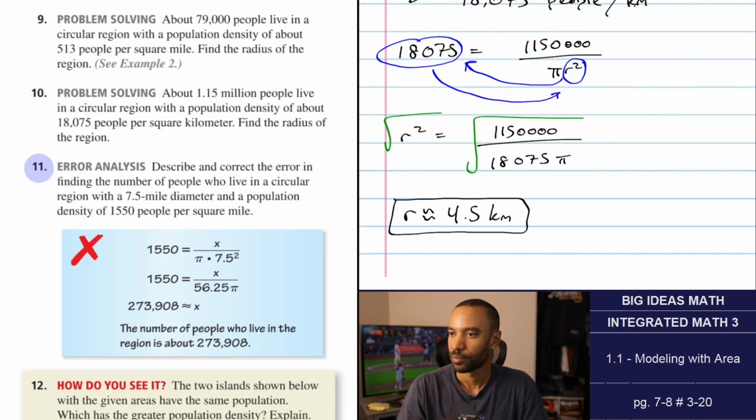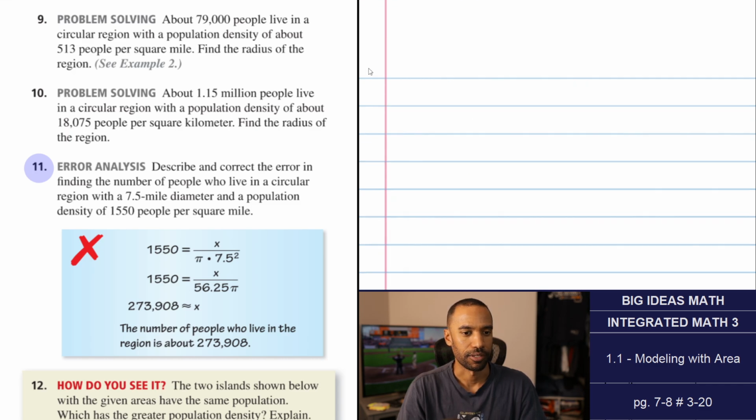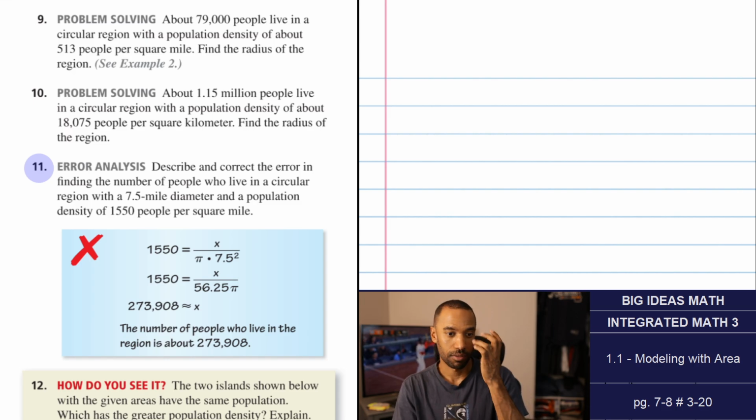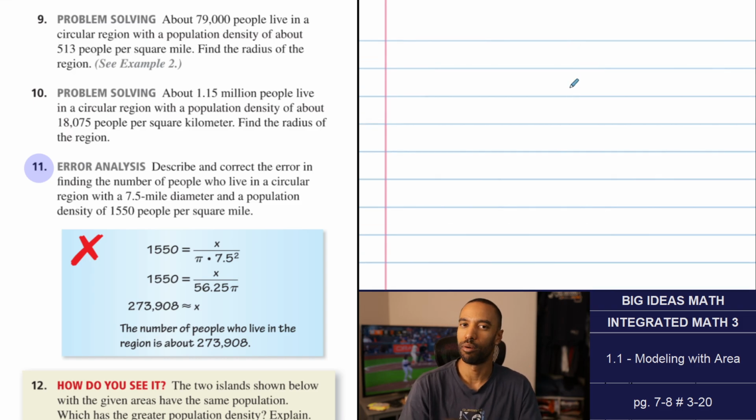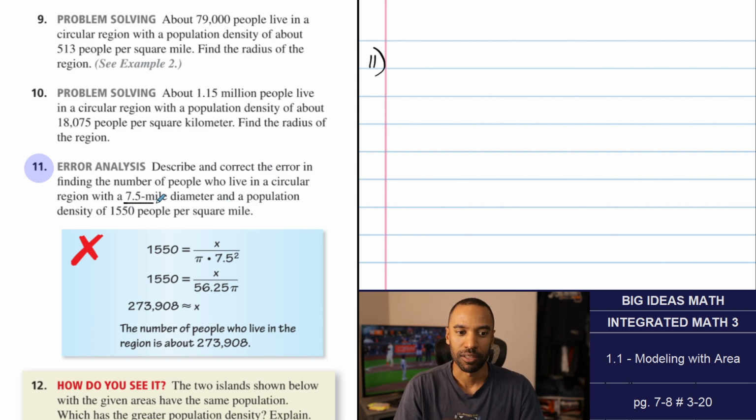Number 11. Error analysis. Describe and correct the error in finding the number of people who live in a circular region with a 7.5 mile diameter. I already see the mistake. And a population density of 1,550 people per square mile. Assuming there's only one mistake made, which is generally the case on these kinds of problems for error analysis, they did say 7.5 mile diameter.